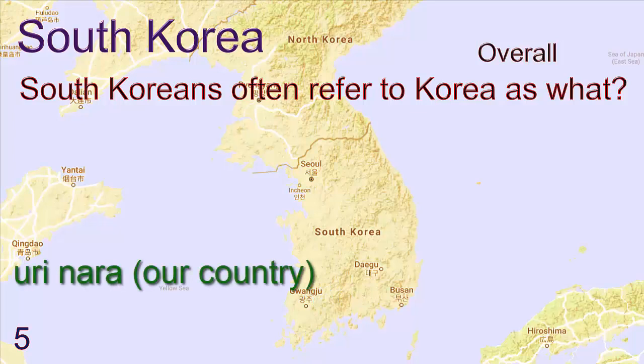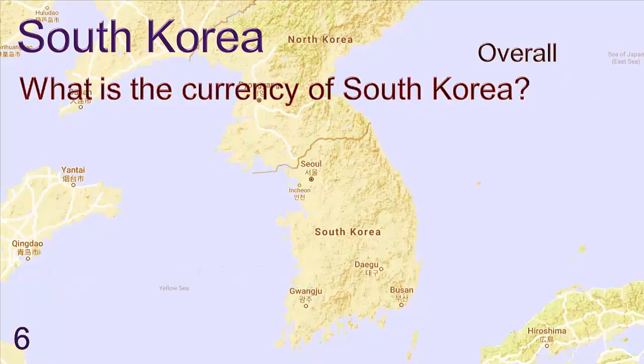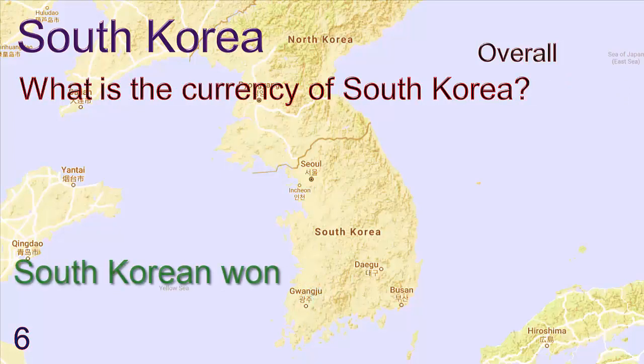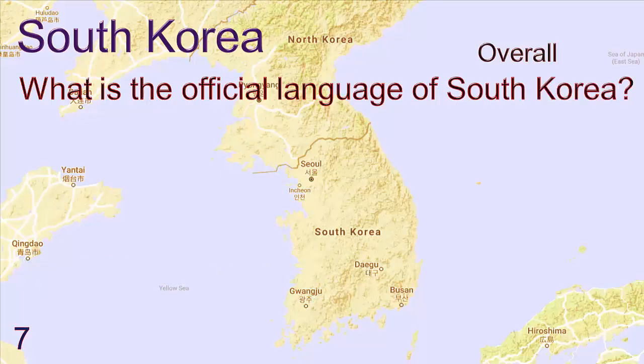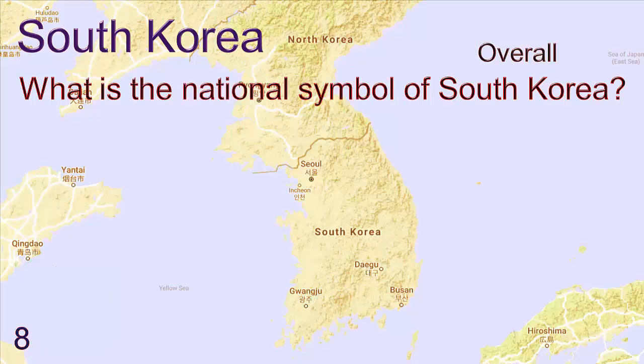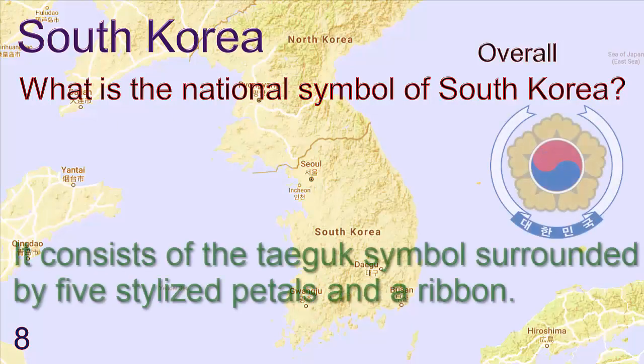Urinara, our country. What is the currency of South Korea? South Korean won. What is the official language of South Korea? Korean. What is the national symbol of South Korea? It consists of the Taeguk symbol surrounded by five stylized petals and a ribbon.